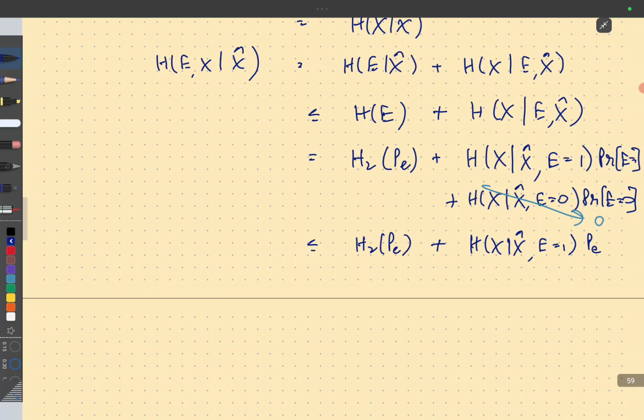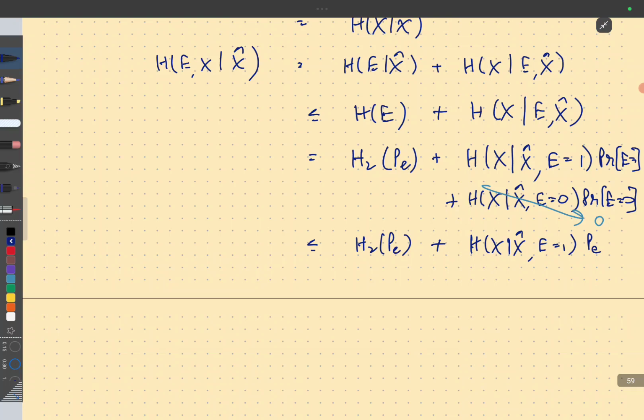So given x hat and that there is an error, what values can x take? Everything except x hat, right? So how many values can it possibly take? Log cardinality of x minus 1.